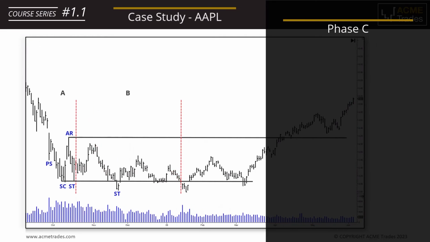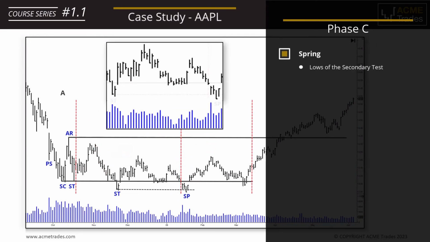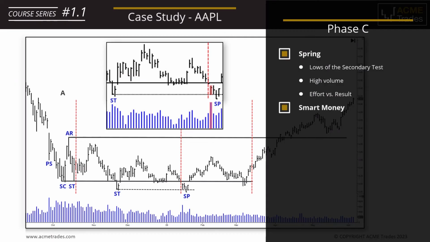Into phase C, where we spring the lows of the secondary test. And also note the high volume here. This high volume is known as effort versus result. With high volume, there is a lack of movement to the downside. And volume is activity. So what are your thoughts regarding this activity? Well, it's our CO. It's the smart money. They are buying down here. They are accumulating. And we get a good close off the highs. A beautiful test. They are accumulating shares, building their position.